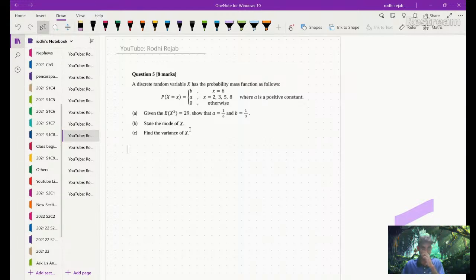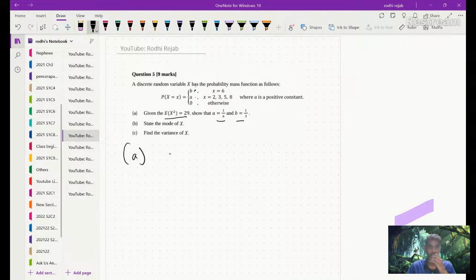Okay. Discrete random variable question number 5. So from this question, we can get to know, they have not given us the probability. It's only B and A. But they given us the EX square. So we just have to show A equals to this and B equals to this. So how do we approach this?